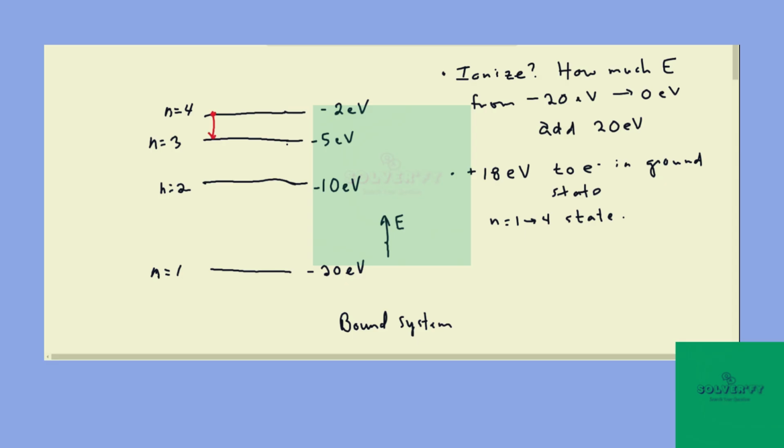It can go to 3 or 2 or 1 initially. And then it could wind up in the n equals 3 state, and then it will have 2 possible transitions. Or it could have fallen down to the n equals 2 state, and there's 1 possible transition. So let's just figure out all those possible energies.